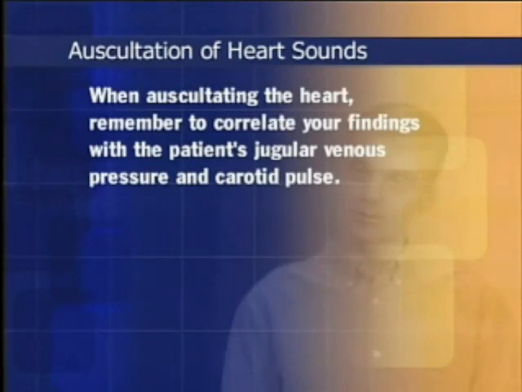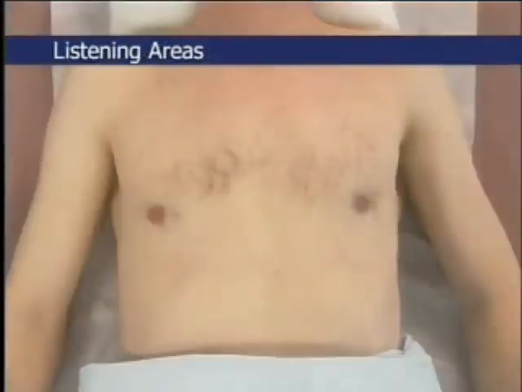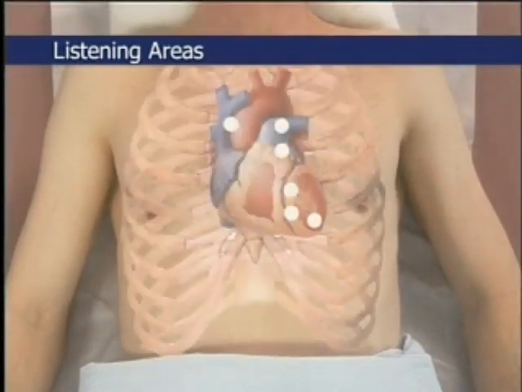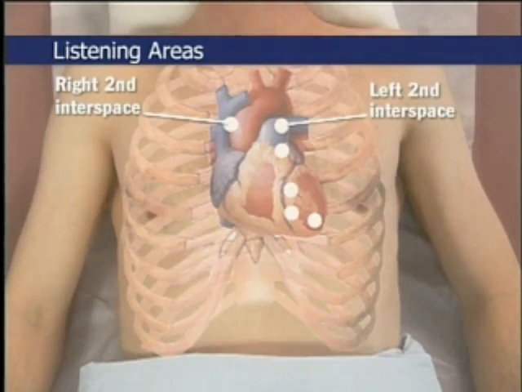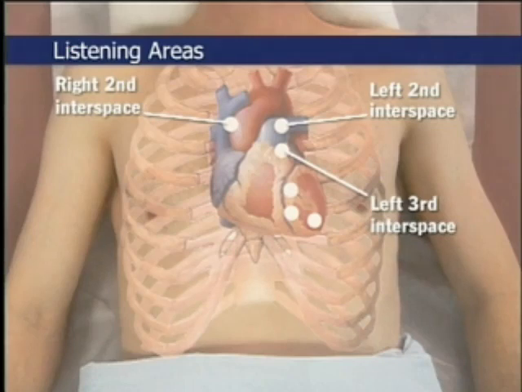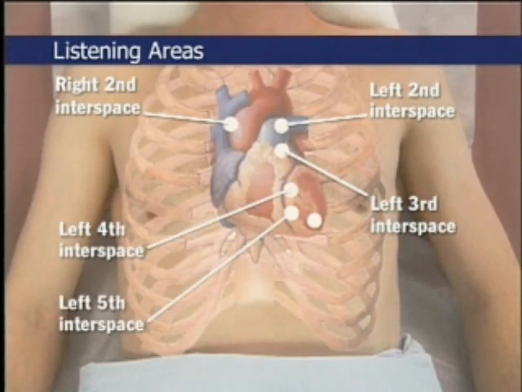When auscultating the heart, remember to correlate your findings with the patient's jugular venous pressure and carotid pulse. You will listen for S1 and S2 in each of the 6 listening areas: in the aortic area, in the right second interspace close to the sternum; in the pulmonic area, in the left second interspace close to the sternum; in the left third interspace; in the tricuspid area, in the left fourth and left fifth interspaces; and in the mitral area at the apex.